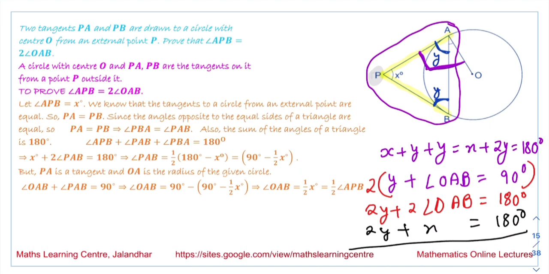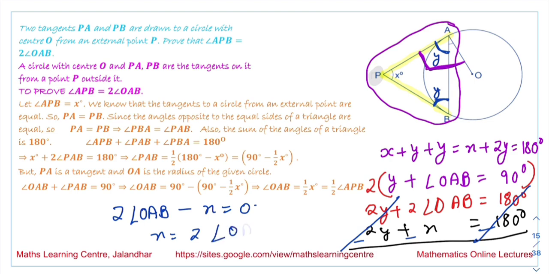If we subtract both these equations, the 180 and 2y get cancelled. We are left with 2 times angle OAB minus x equal to 0. So we get x equal to 2 times angle OAB, and this value of x is equal to angle APB, and this is what we have to prove.